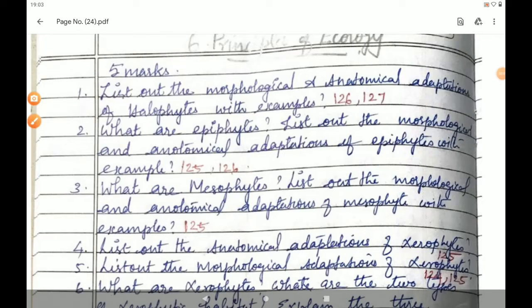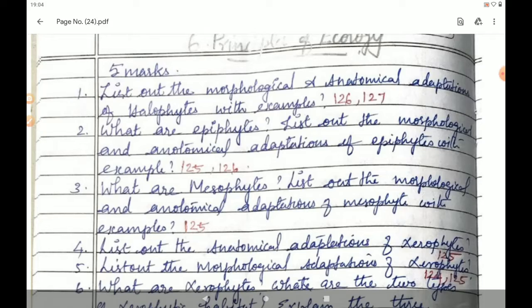Good morning students. Today we go through 5 more questions of the lesson Principles of Ecology, that is 6th lesson in Plus 2 Bio-Botany. First 5 mark of this lesson is: list out the morphological and anatomical adaptations of halophyte with example. Answer is given in page number 126 and 127.